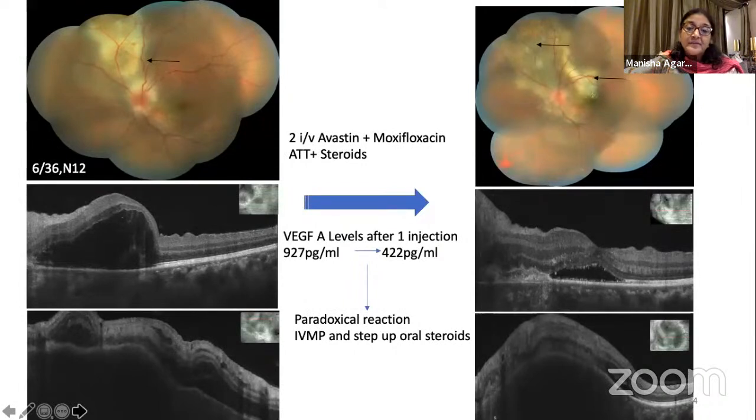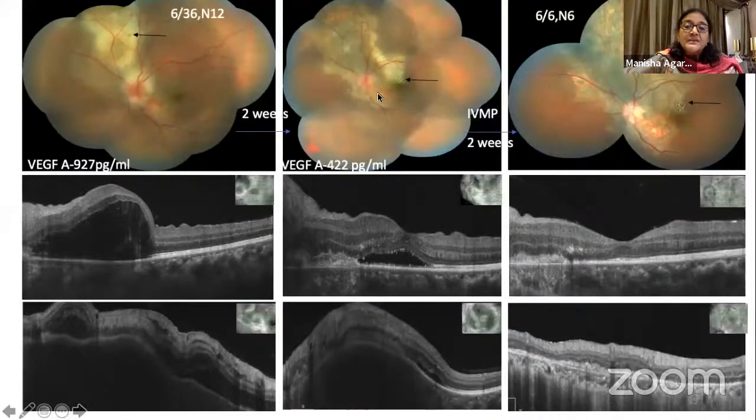We evaluated the VEGF levels in these patients, which was as high as 927 picograms per ml. And we treat these patients now with intravitreal Avastin and moxifloxacin along with ATT and steroids. And you find there's an excellent regression of the entire TB granuloma. However, this patient developed a paradoxical reaction. You find a new lesion which has appeared, which is other than the initial TB granuloma. And this apparently was treated with intravenous methylprednisolone and stepping up of the oral steroids. At 2 weeks follow-up, we found that there was a beautiful regression of the entire TB choroidal granuloma, and the patient recovered a vision of 6/6 N6.